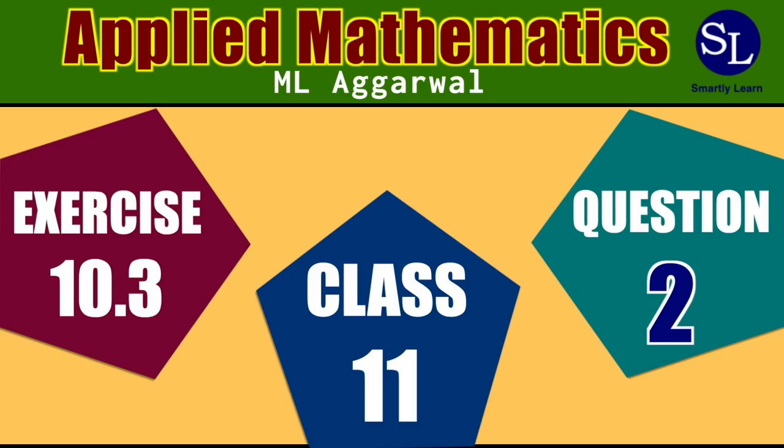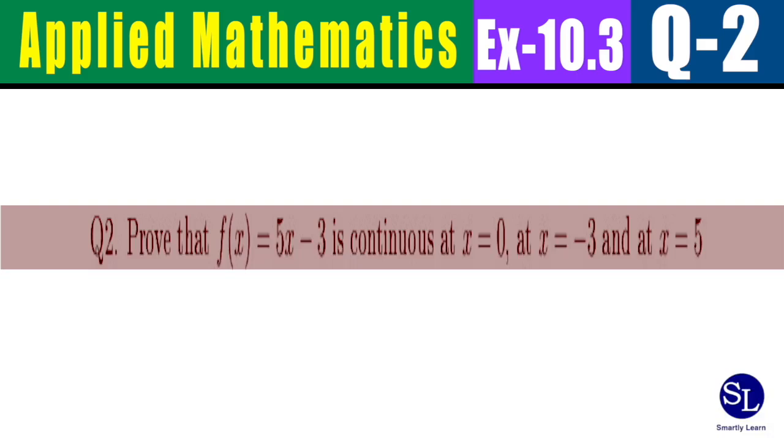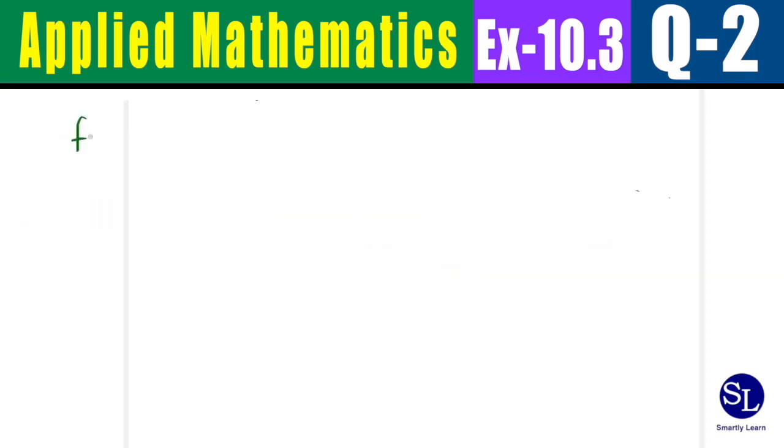In this video, let's see how to solve the second question in exercise 10.3. Prove that f of x is equal to 5x minus 3 is continuous at x equal to 0, minus 3 and 5. So let's note down the function. So f of x is equal to 5x minus 3, we are supposed to show the continuity at x is equal to 0, x is equal to minus 3, and x is equal to 5.